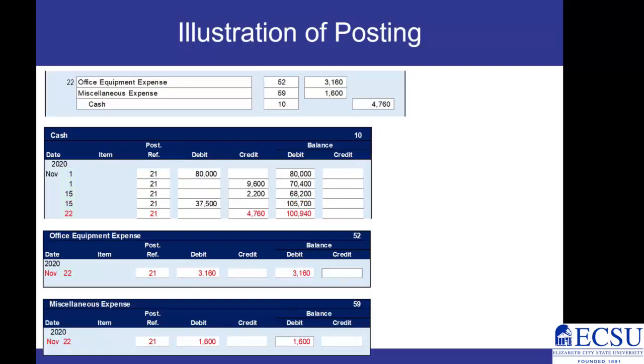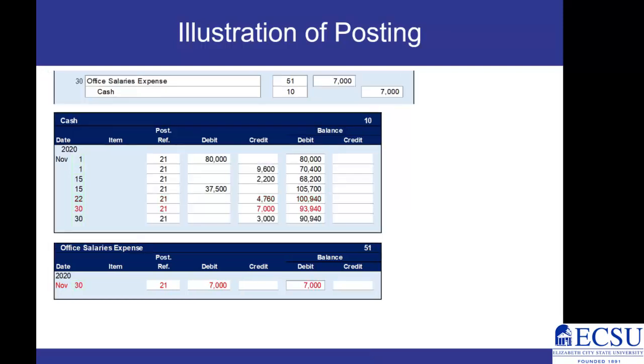Next, I had a compound journal entry where I had two expenses debited and then a credit of cash. Remember, cash is credited only once. So I am writing that credit amount of 4,760 on the credit column of the cash, and then my balance, of course, will go down by that amount, and I get a new balance of 100,940. So now office equipment expense and miscellaneous expense are debited respectively with 3,160 and 1,600, and they continue to have a debit balance.